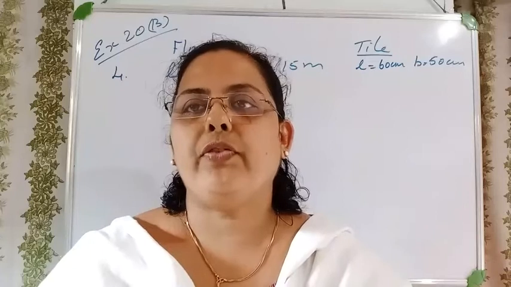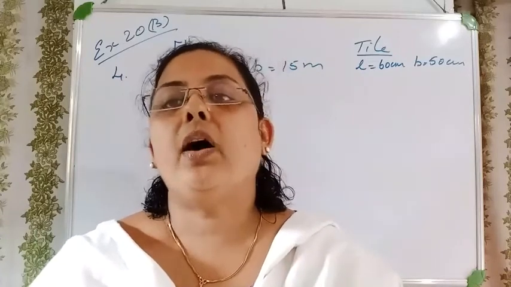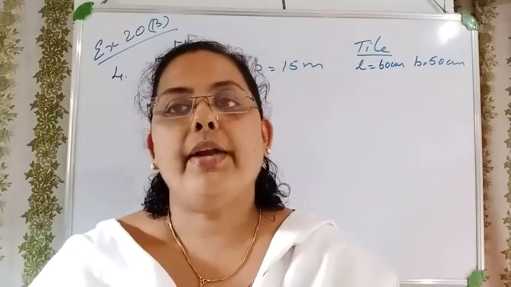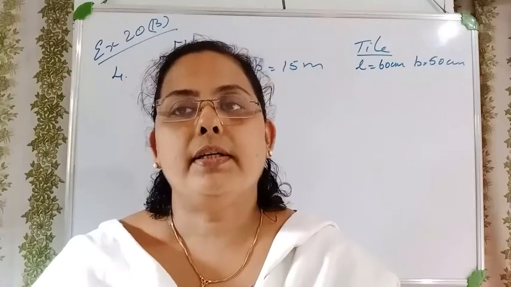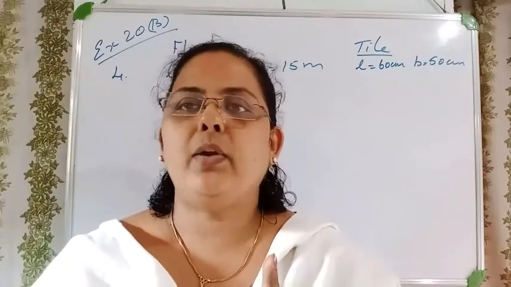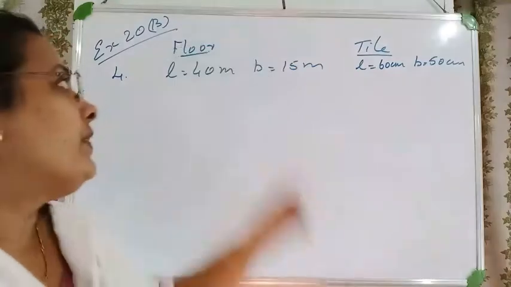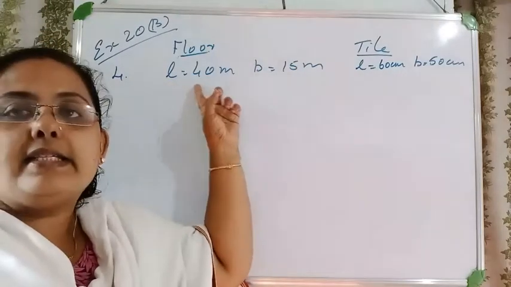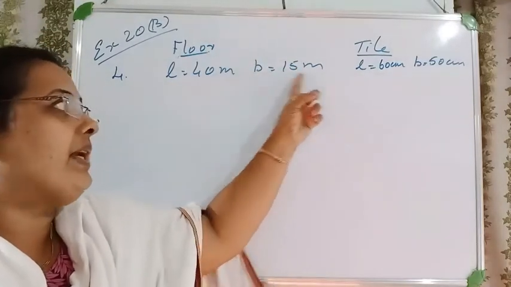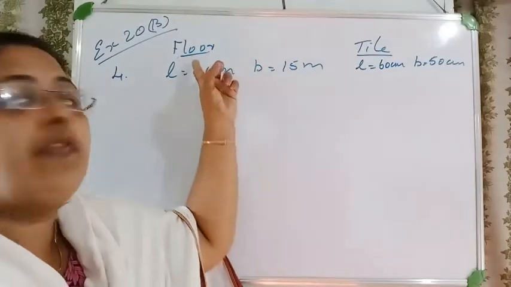So first, what do you have to find? You have to find the area of the floor and also the area of one tile. Then only you can find the number of tiles needed. So here I have written that length is equal to 40 meters and breadth is equal to 15 meters, that is of the floor.